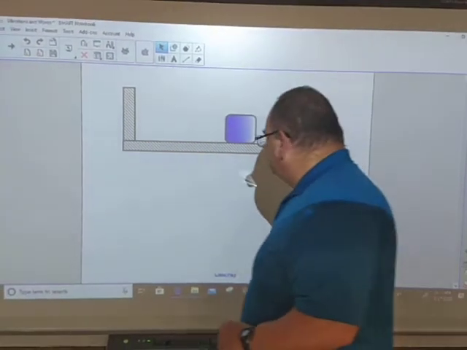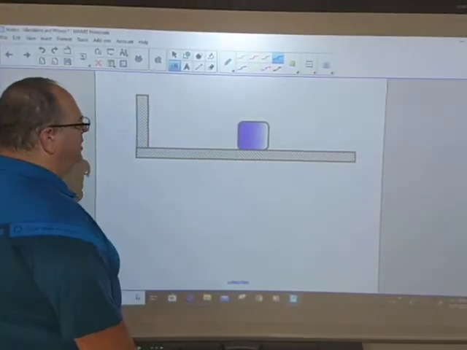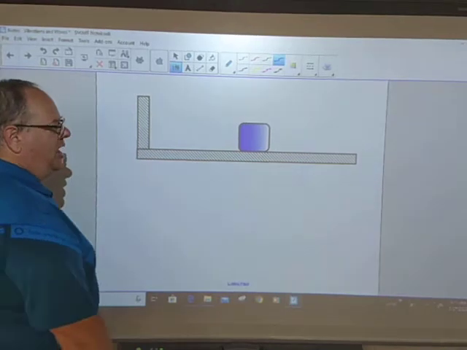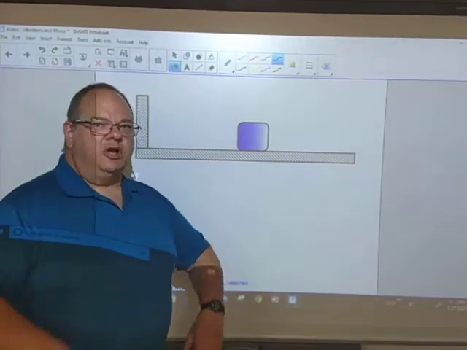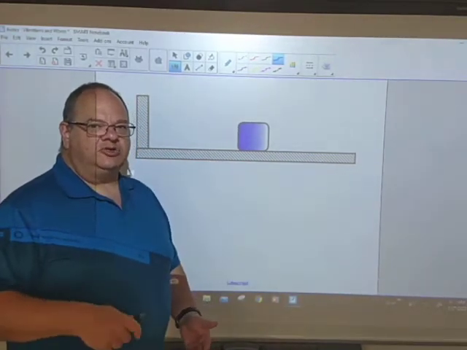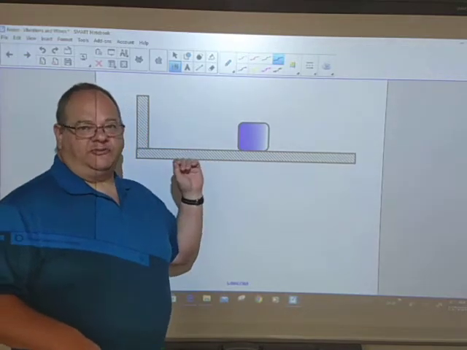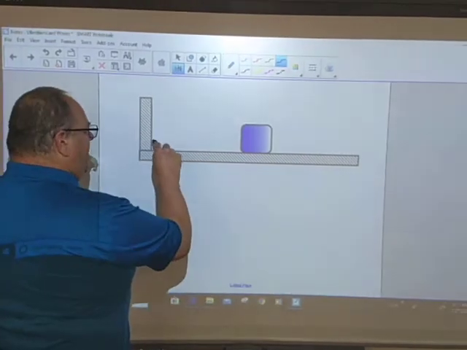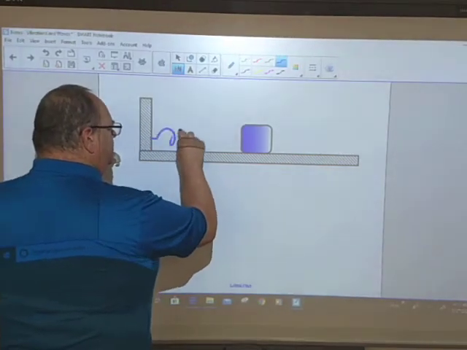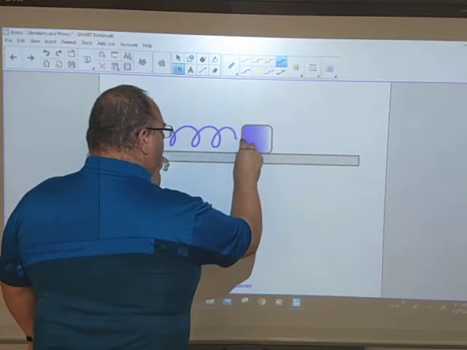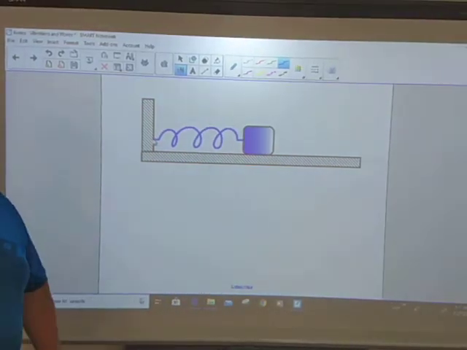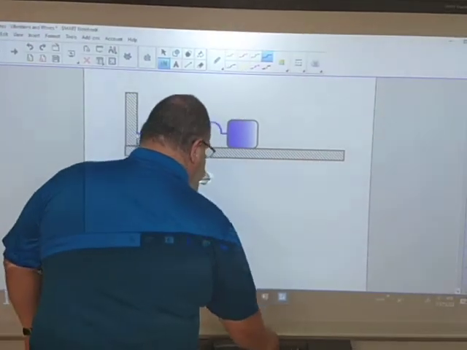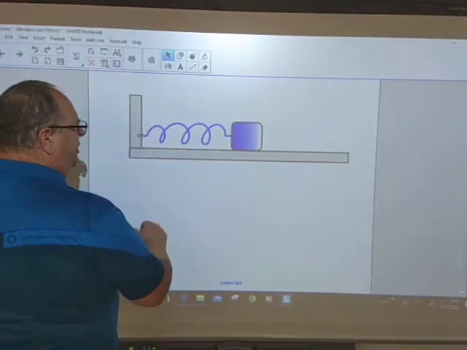All right, so here we've got, this is just, say, a fixed wall and a fixed surface. And for our discussion here, we're going to talk about an idealized situation where this is a frictionless surface. Okay? And we've got a block here, and this block is attached to a spring. So let's imagine that we compress the spring.